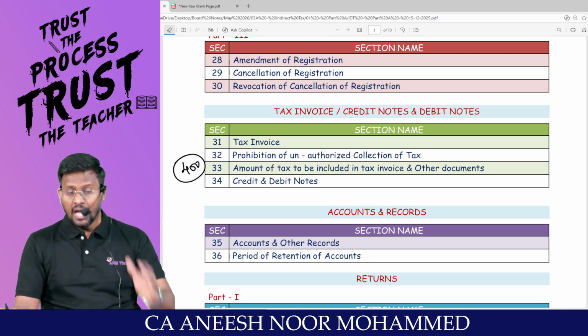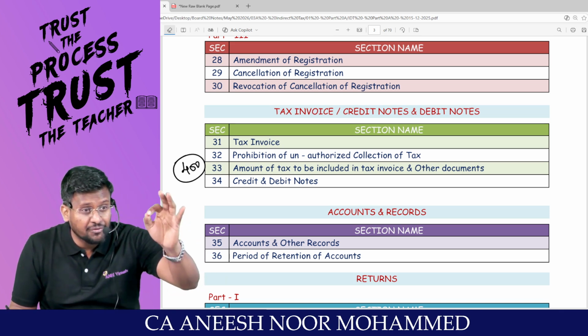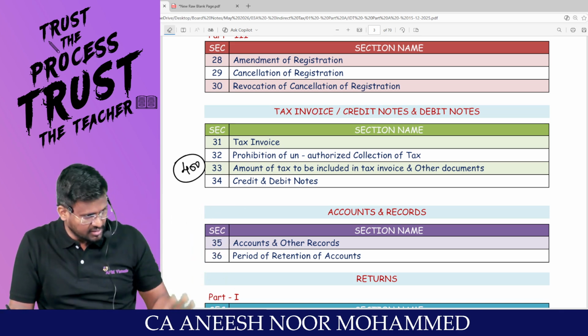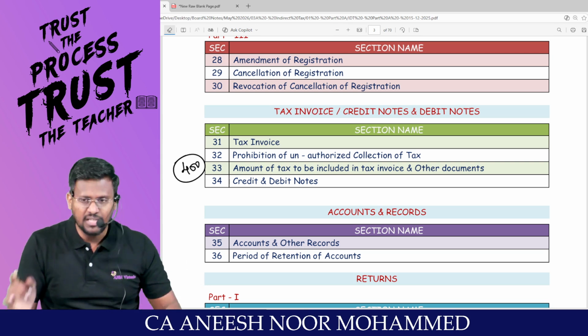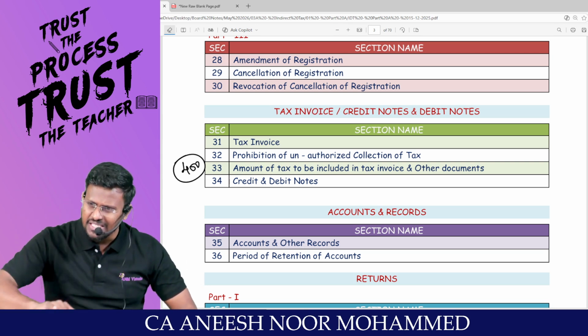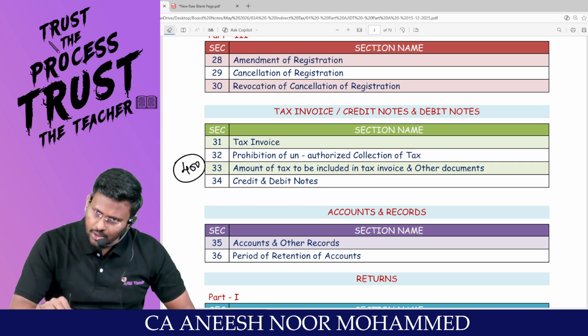Am I right, sir? After you raise the tax invoice, if there is any problem in the tax invoice raised, don't cancel the invoice. Sir, don't issue a new invoice. Please give either a debit note or credit note as the case may be.